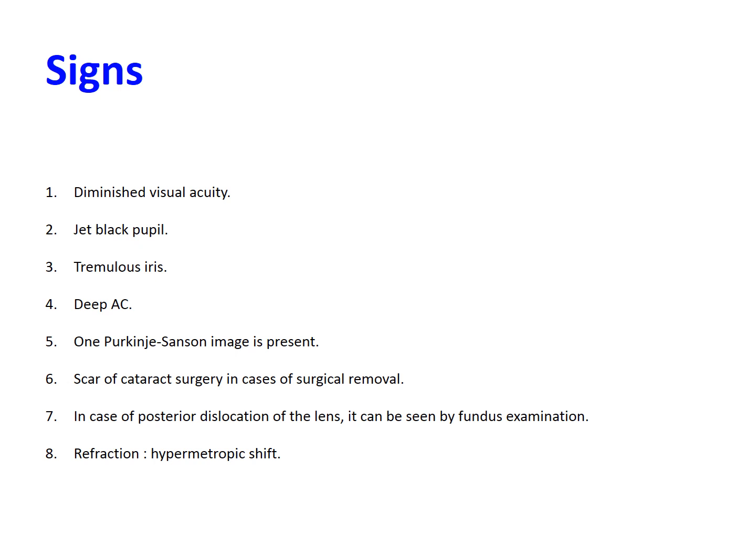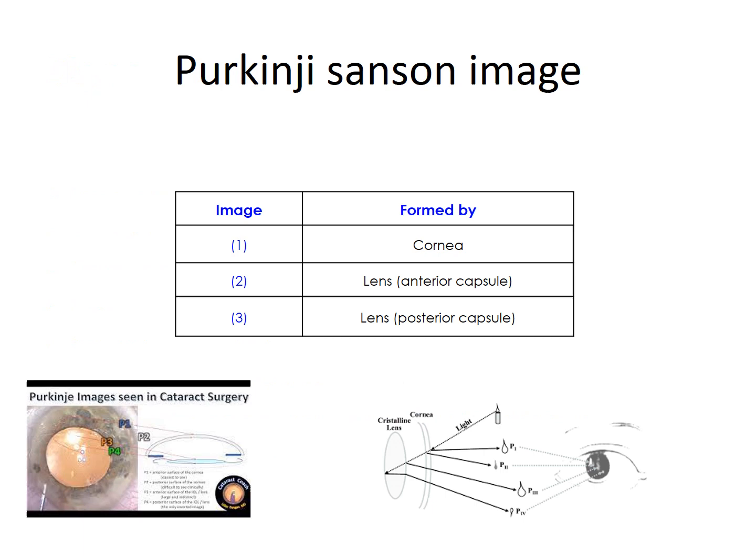However, the Purkinje-Sanson images related to the lens surface, the anterior and posterior capsule, are absent because the lens is absent. Scar of cataract surgery, if it is surgically removed. In case of posterior dislocation, we can see the lens dislocated in the vitreous, and of course the patient is shifted to the hypermetropic side. If the patient before aphakia is emmetropic, he would be at least plus 10. His refractive power would be plus 10.